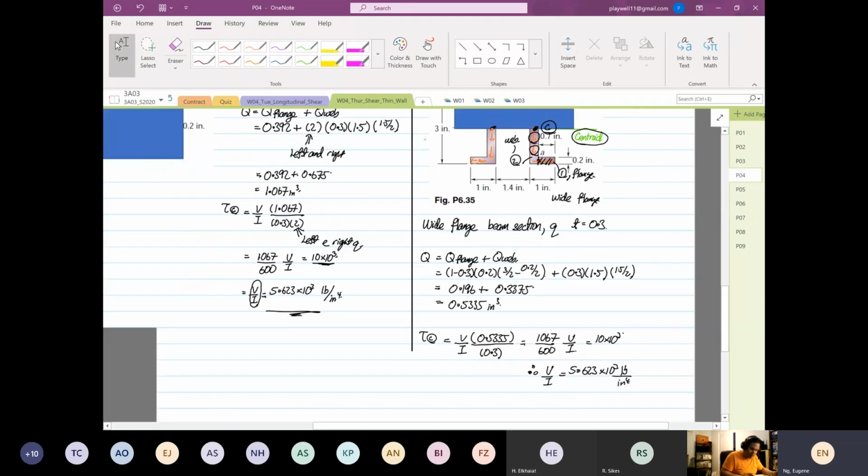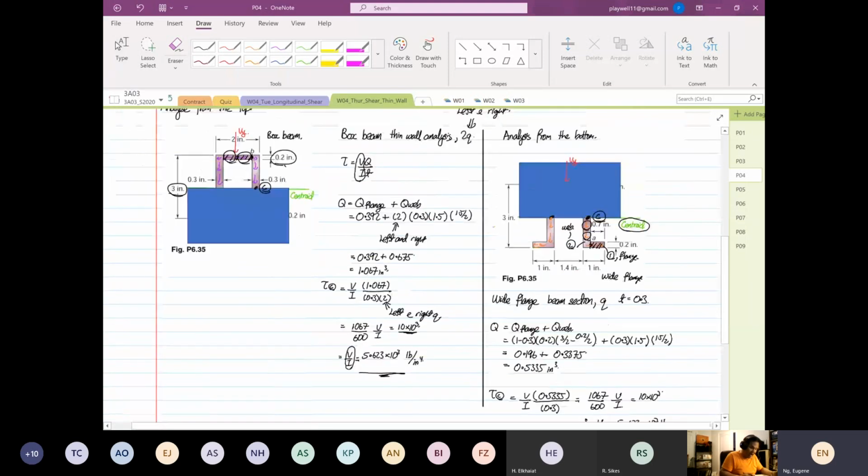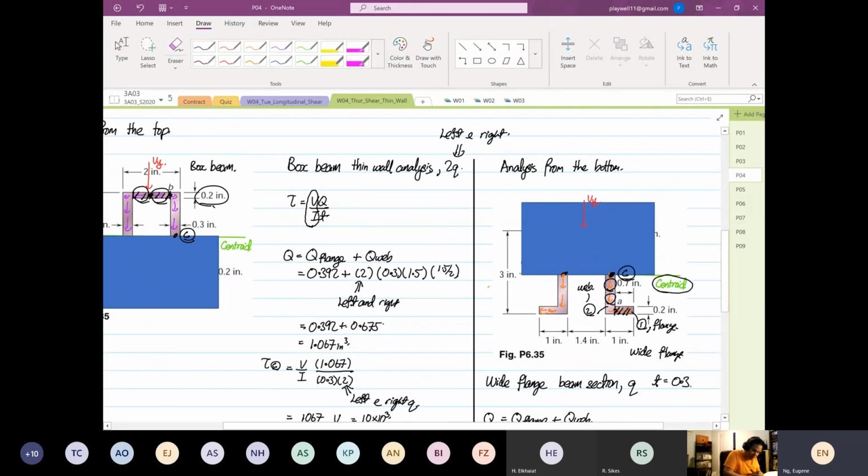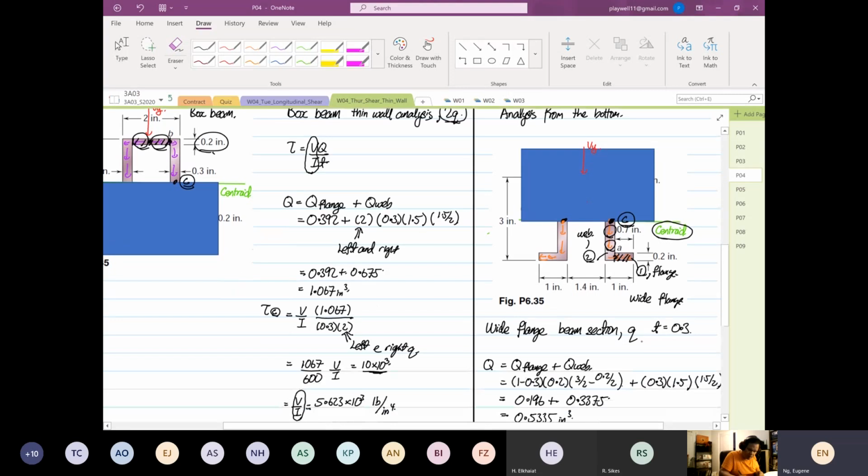So what you see over here, to find your tau max, you can start from the top, or from the bottom, it is the same. The most distinct thing is this: for a box beam, it's equal to 2Q. For analysis of a wide flange, it's only equal to Q. Okay, I'm going to stop here, and I hope you all will start with your quiz.